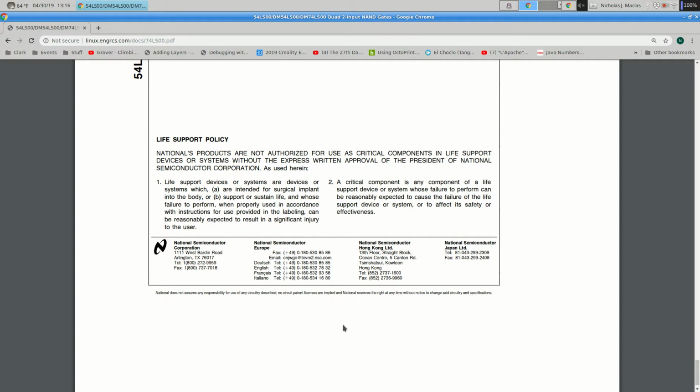A critical component is any component of a life support system whose failure can blah, blah, blah. And you can't use this without written approval from the president of the company. That's just covering themselves legally if their chips are used in some application and the chip fails and it has catastrophic effects. It's saying, we warned you not to do that.